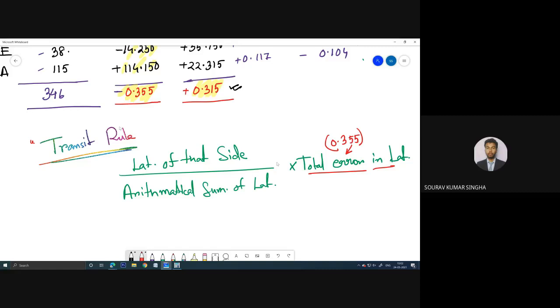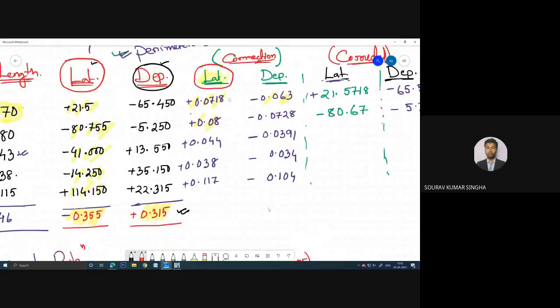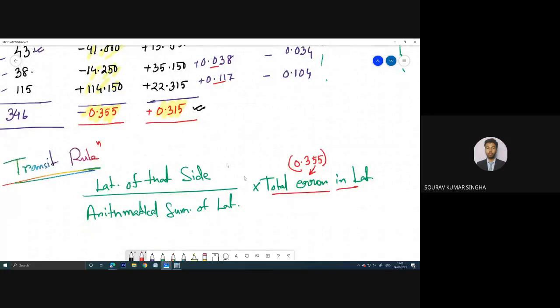Only the rule is different. What happens? This correction value will be changed. Others are the same. When we apply a different rule, this correction value will be different, but the rest of the part is the same. Now I will show you how you can determine the new correction value for the latitude and the new correction value for the departure. By using this rule. Now the question is, what is this value and what is this value? This is the main part, because this is the same as the previous one.